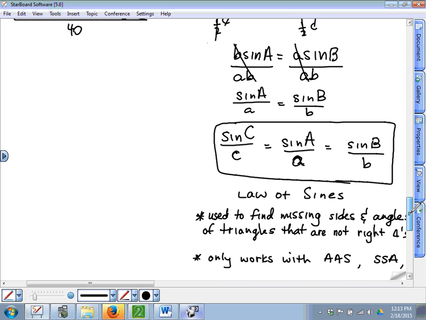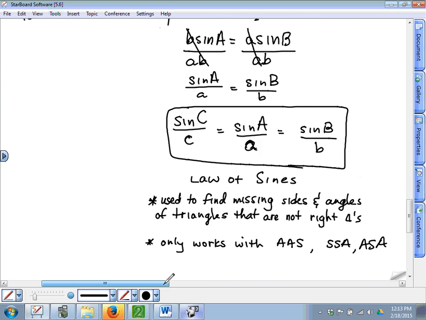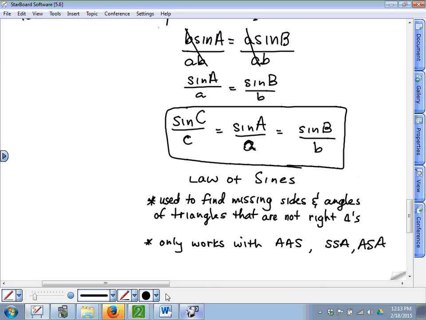This also is important that you write. The law of sines can be used to find missing sides and angles of triangles that are not right triangles.